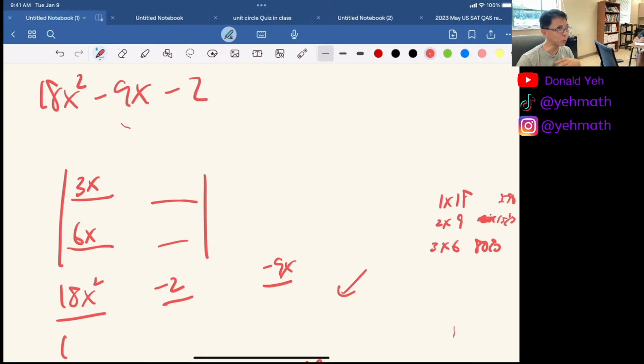So now you think about what times what equals 2? 2 and 1, and 1 and 2, right? So there are two options. Sometimes you've got to play with it. For me, I don't even write stuff down. I kind of visualize it.